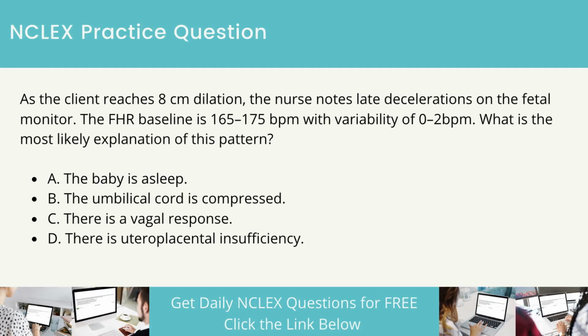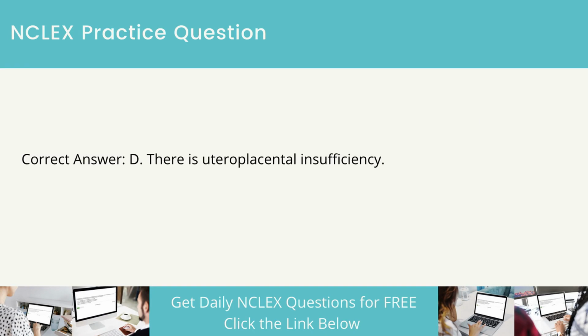As the client reaches 8 cm dilation, the nurse notes late decelerations on the fetal monitor. The FHR baseline is 165 to 175 bpm with variability of 0 to 2 bpm. What is the most likely explanation of this pattern? The baby is asleep. The umbilical cord is compressed. There is a vagal response. There is uteroplacental insufficiency. The correct answer is there is uteroplacental insufficiency.